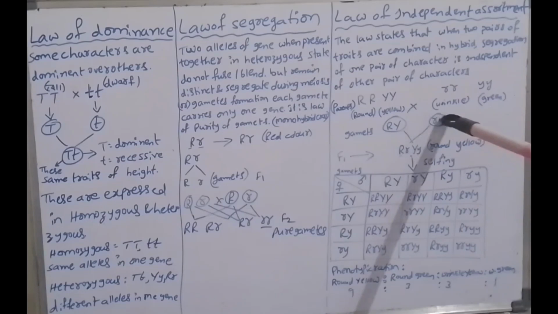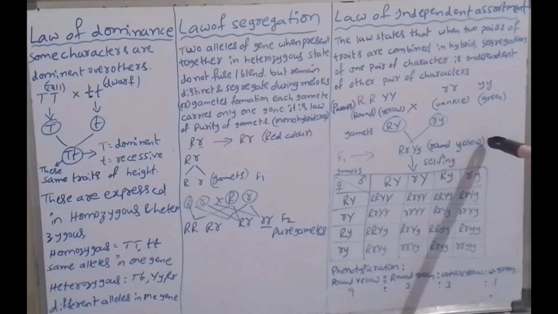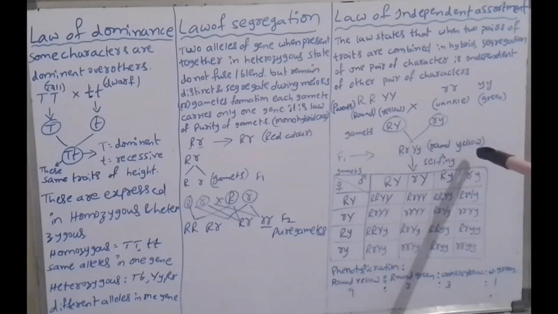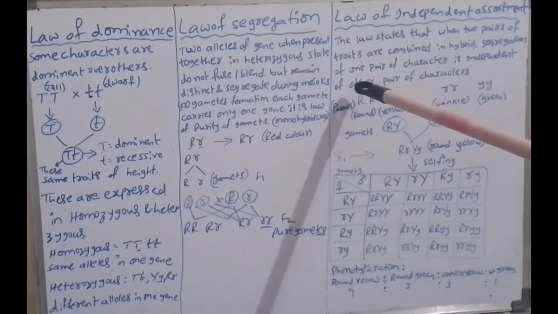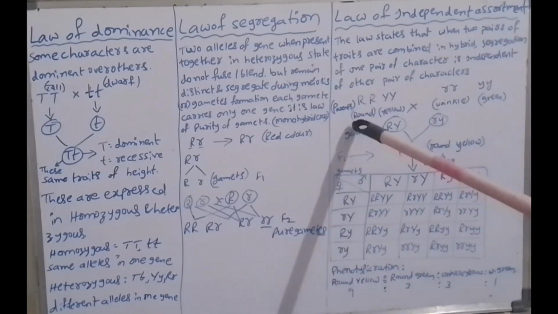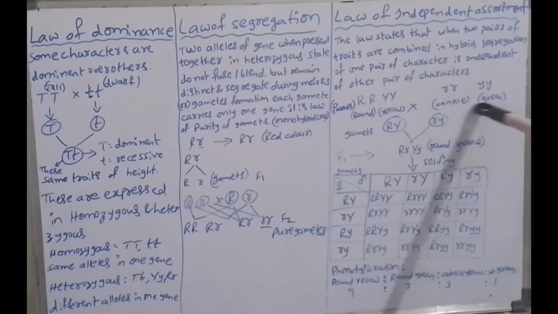So these gametes are crossing. When crossing in the F1 generation, round yellow plants are produced, here capital R round, capital Y yellow. So this is the independent assortment. Here, one pair of characters is independent of the other pair of characters. This is called the law of independent assortment.